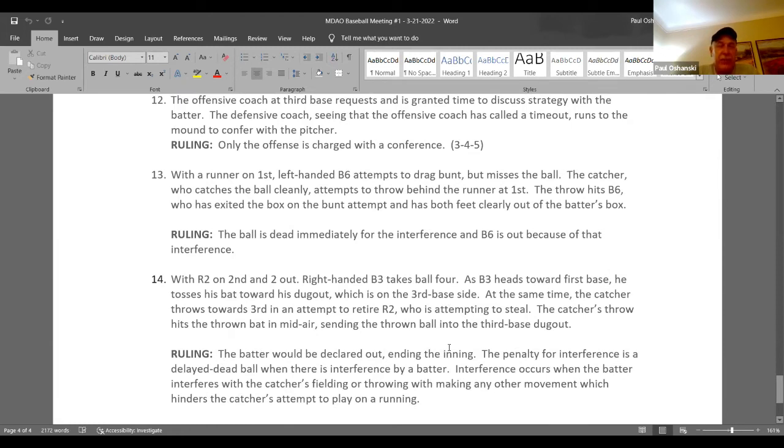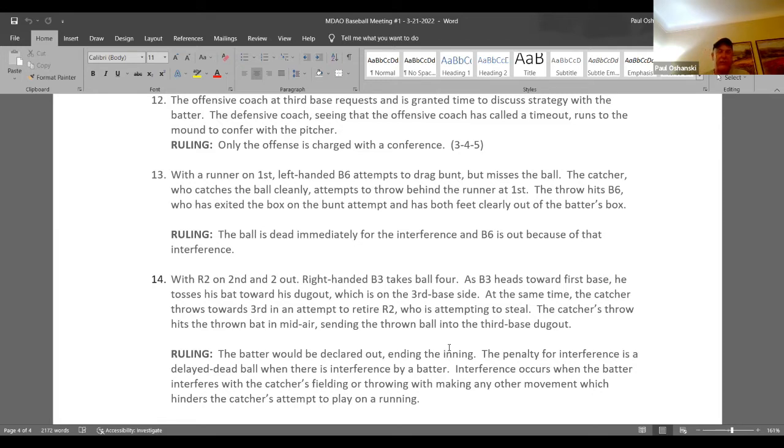Okay, 13. With a runner on first, left-handed, B6 attempts to drag bunt, but misses the ball. The catcher, who catches the ball cleanly, attempts to throw behind the runner at first. The throw hits B6, who has exited the box on the bunt attempt and has both feet clearly out of the batter's box.